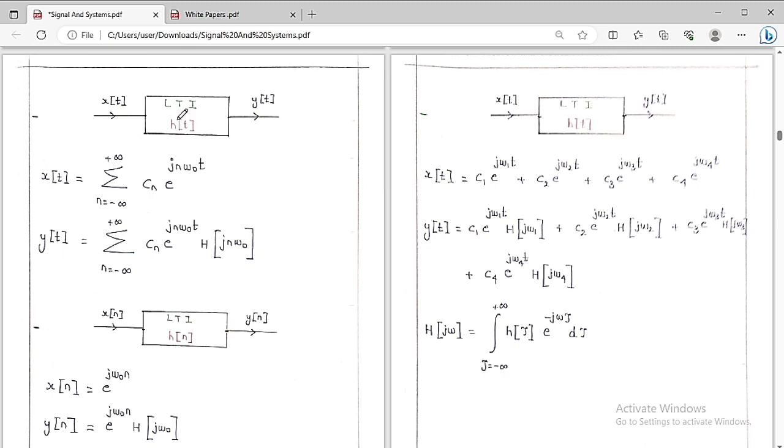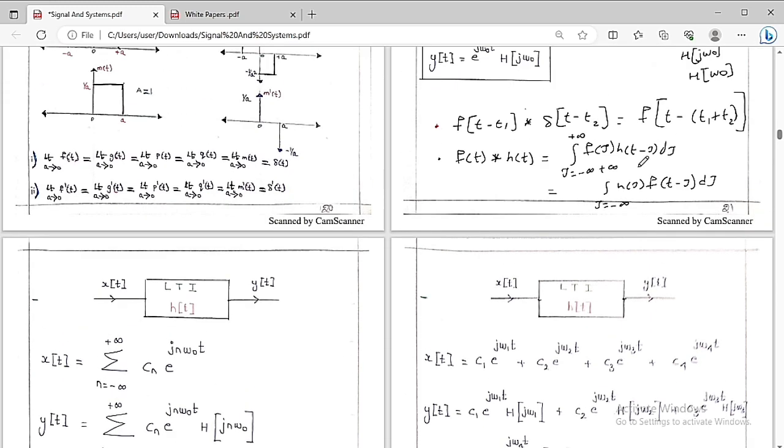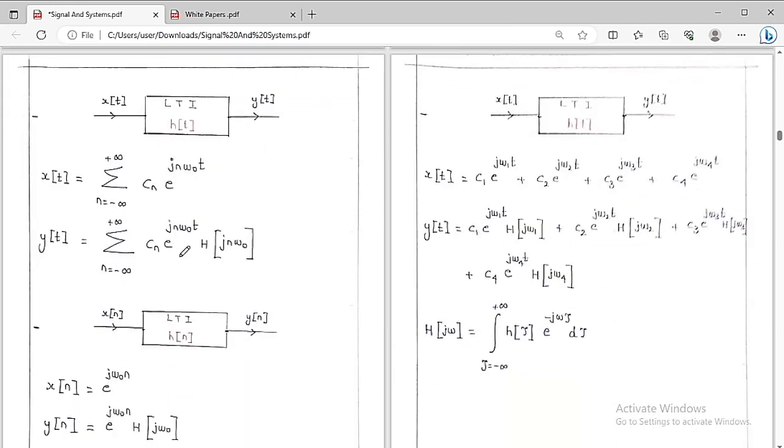LTI system means linearity is going to get satisfied and time invariance is also going to get satisfied. So Cn will remain the same Cn and the sigma will remain the same sigma. And I've already told you, e to the power of j omega naught t is the input. You are going to get the same thing, e to the power of jn omega naught t, but the only difference is that now we are going to get h of jn omega naught, with the help of the previous concept. So therefore we can say that this is what we are going to get finally.